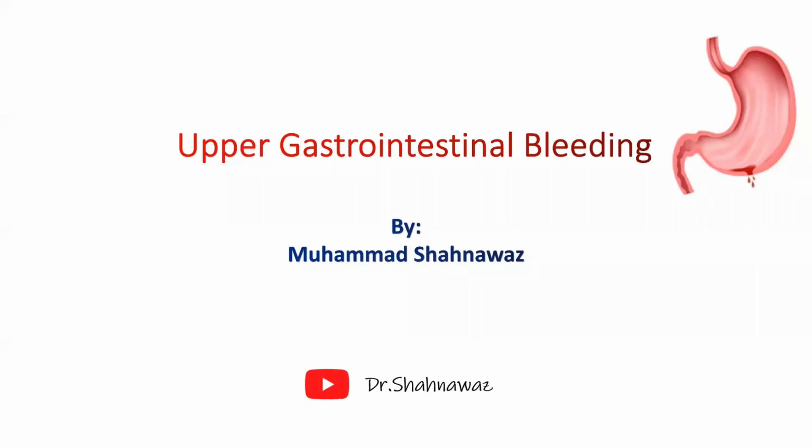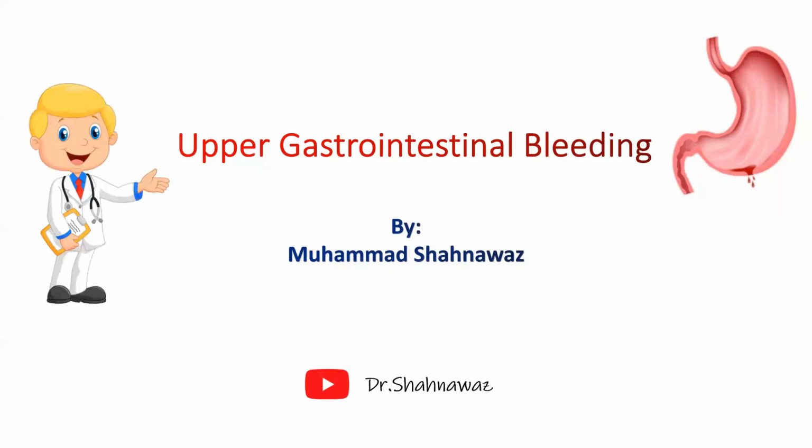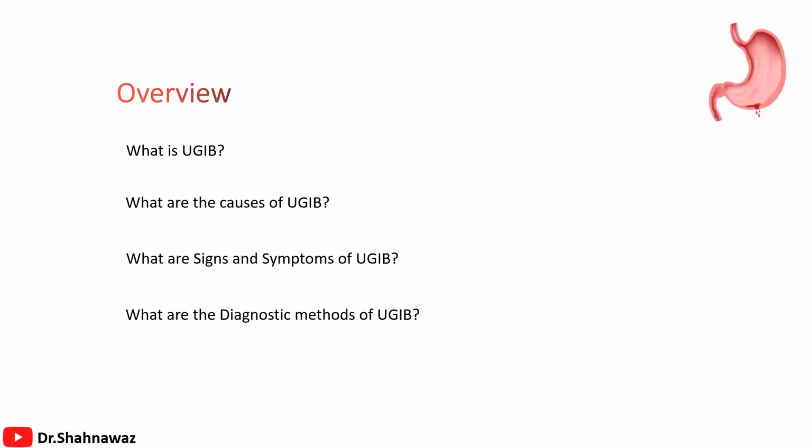Shahnawaz. And in this lecture, I will talk about upper gastrointestinal bleeding. The GI bleeding that arises from the upper GI tract is upper GI bleeding. And at the end, you will know what upper GI bleeding is, what the specific causes of upper GI bleeding are, what the signs and symptoms are, and what methods we can use to diagnose upper GI bleeding.